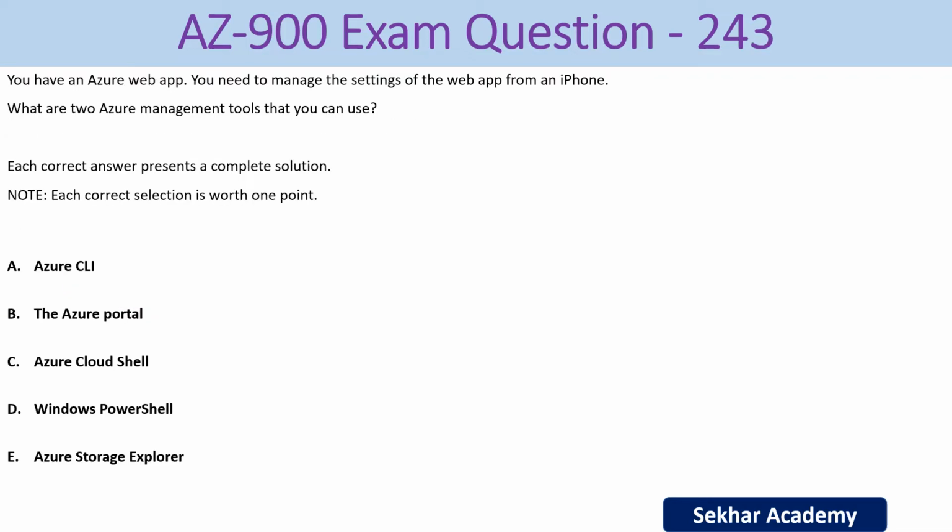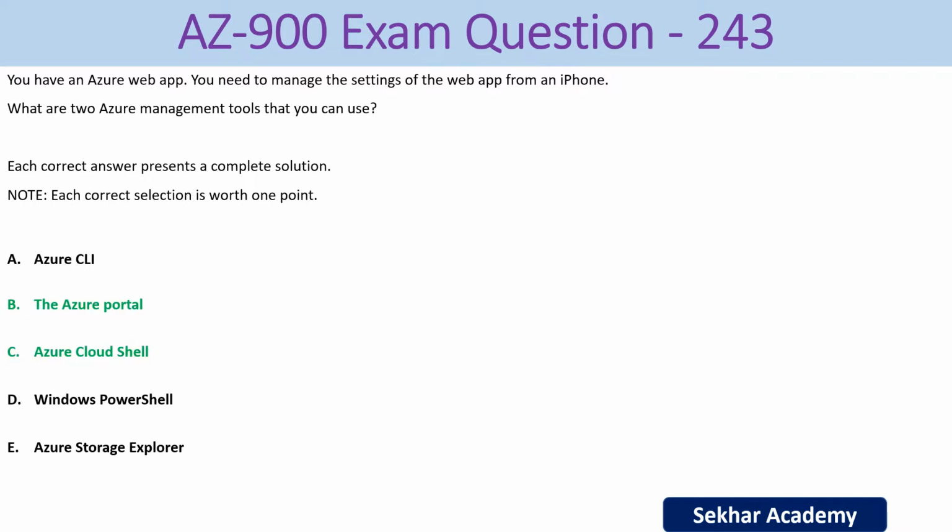Question number 243. You have an Azure web app and you need to manage the settings on the web app from an iPhone. What are two Azure management tools that you can use to manage these settings? The options we have: A, Azure CLI, B, the Azure portal, C, Azure Cloud Shell, D, Windows PowerShell, and E, Azure Storage Explorer. The right answer is B, Azure portal, and C, Azure Cloud Shell.